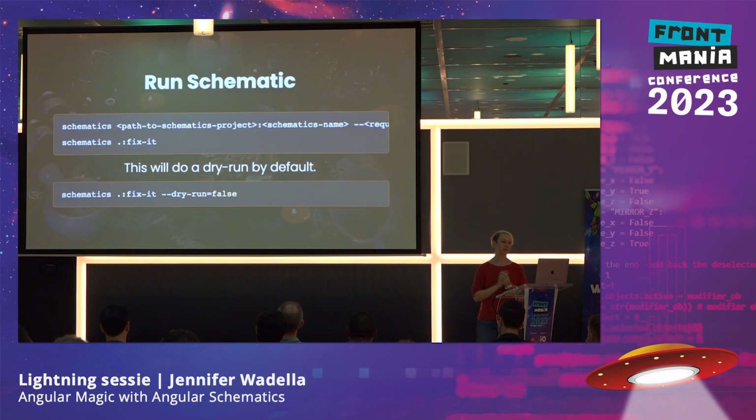In order to run the schematic inside of your project, you can go ahead and just type schematics, the path to your schematic, and whatever it's called. If you run it by default, just schematics fixit, it's going to do a dry run by default. That means it's going to preview what your changes are going to look like and then show you. So you can see the changes, make sure everything looks accurate, and then when you change that dry run flag to be false, then it will actually do the full change for you.